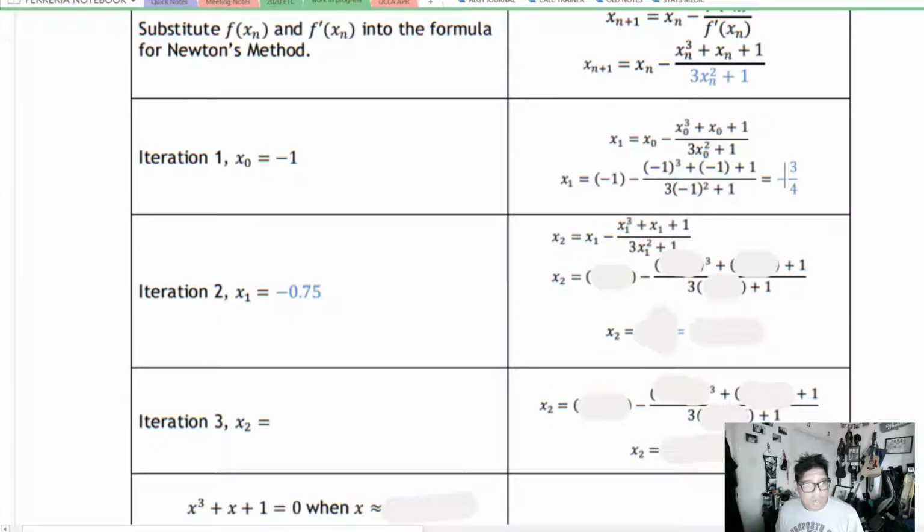We're going to take that -3 over 4 and we're going to put it right back into the formula, negative 0.75. So now this was x1, so now we're trying to find x2. And every time we see an x1, we're going to be putting negative 0.75. So here, we'll put a negative 0.75. Here, here, and down at the denominator, one more negative 0.75. And when we evaluate all of that, we're going to get negative 59 over 86.